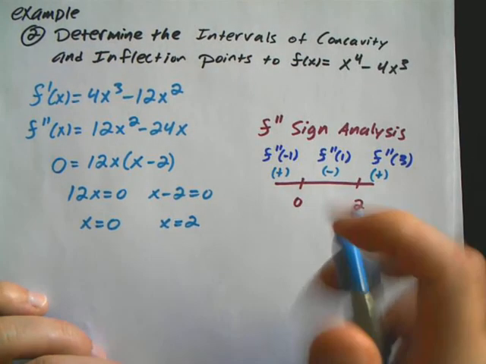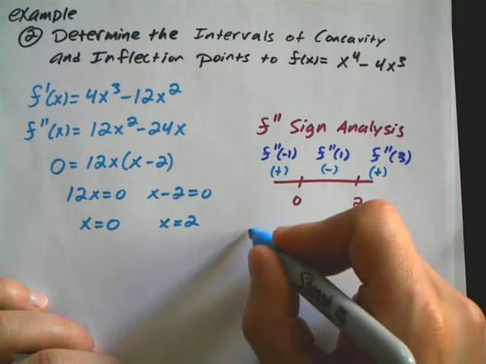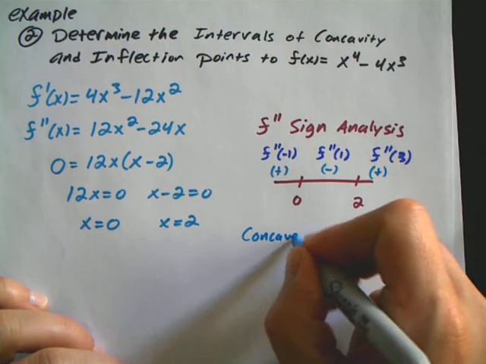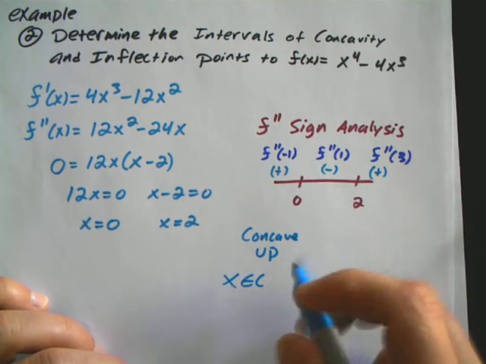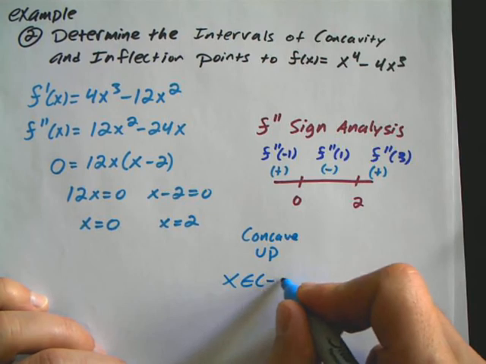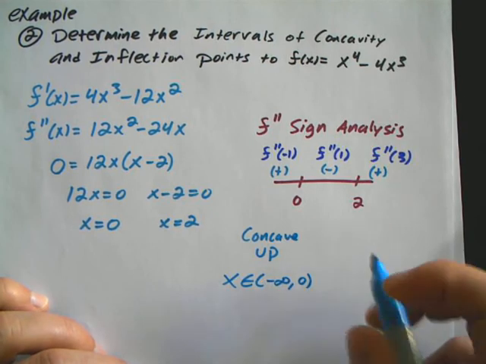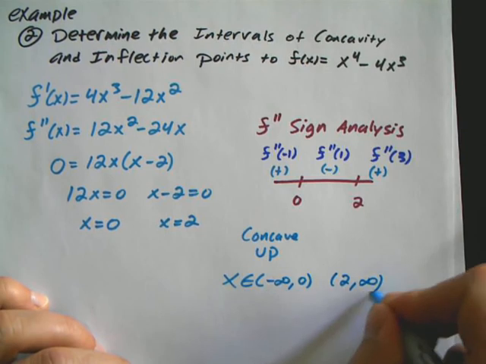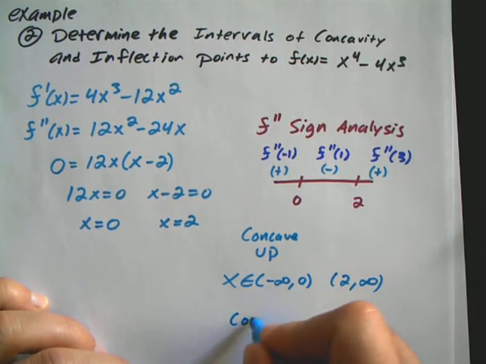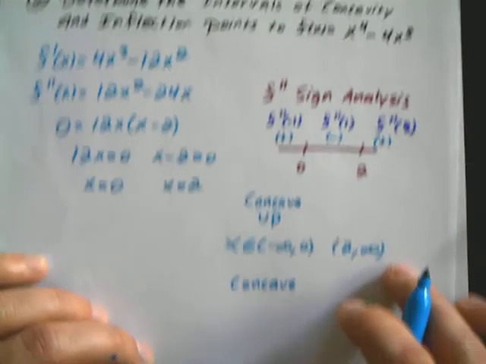Alright. And so I can conclude that my intervals of concavity are: concave up from negative infinity to 0, and then from 2 to infinity, and then concave down from x equals 0 to 2.